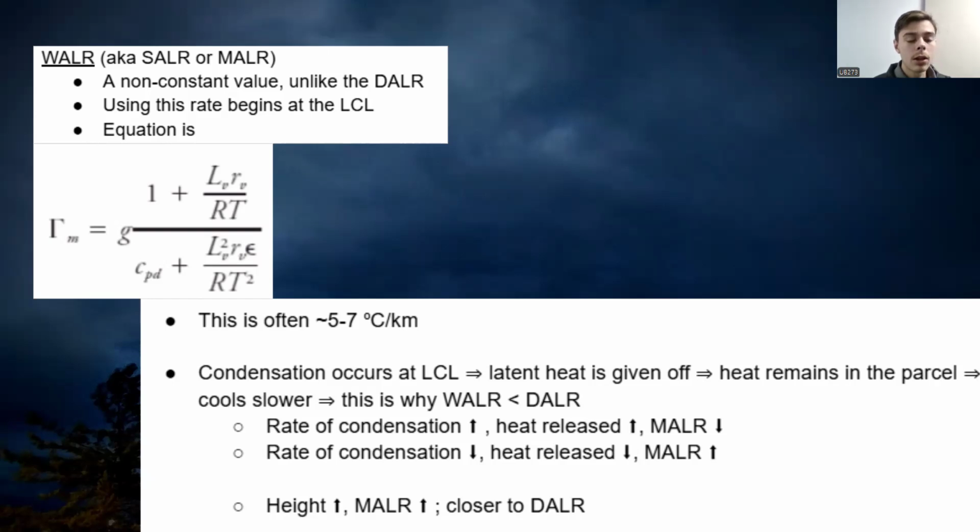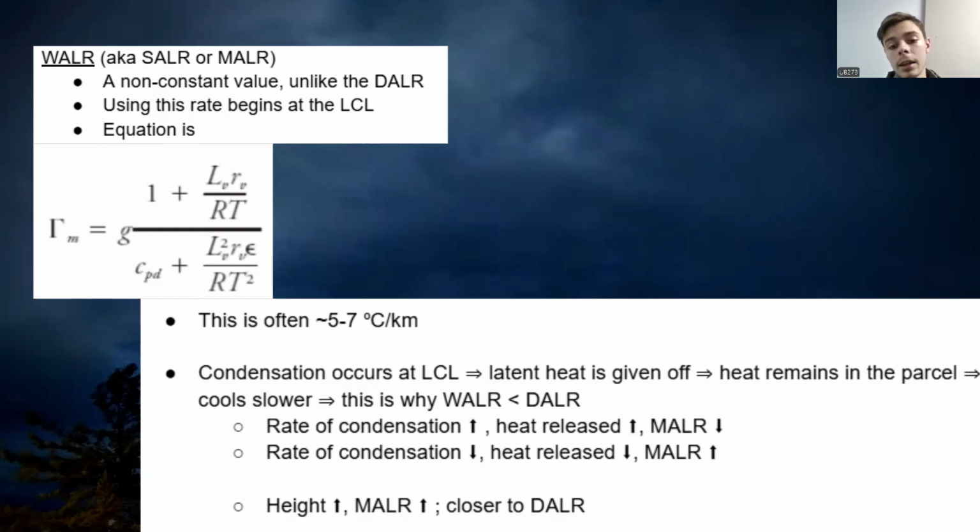Oftentimes there can be a lot of variance with the wet adiabatic lapse rate, but oftentimes it is around 5 to 7 degrees Celsius per kilometer. The next thing to note is we have condensation occurring at the LCL. When there's condensation, latent heat is given off because, remember, the MES FDC, that's a part of the FDC. So that's a warming process. Condensation is a warming process, and since it's a warming process, latent heat is given off.